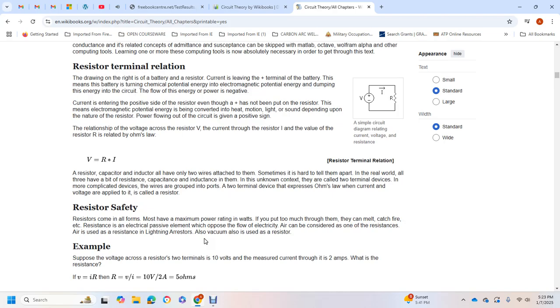Resistor safety. Resistors come in all forms. Most have a maximum power rating in watts. If you put more power through them, they can melt and catch fire. Resistance is an electrical passive element that opposes the flow of electrons.